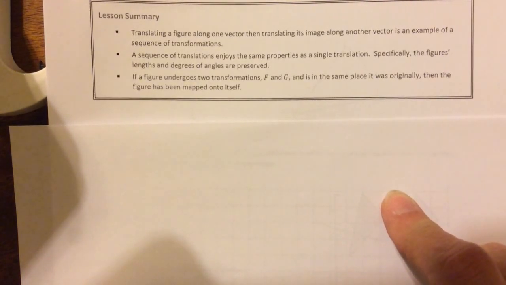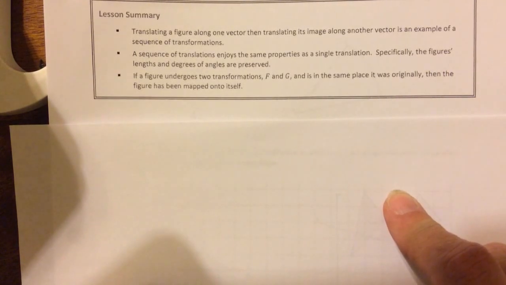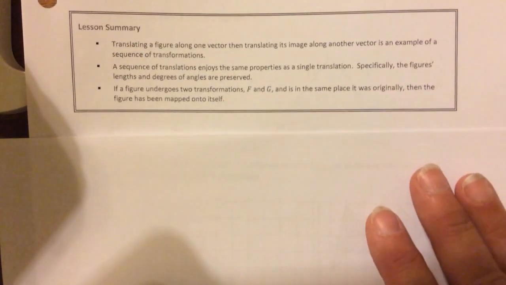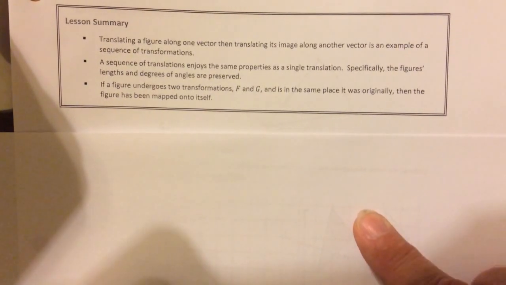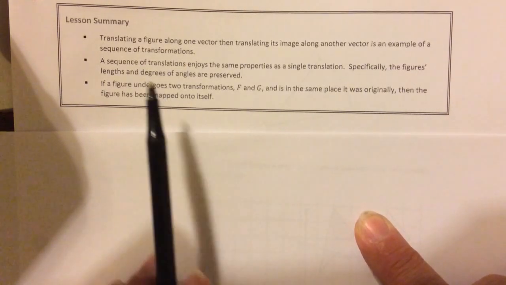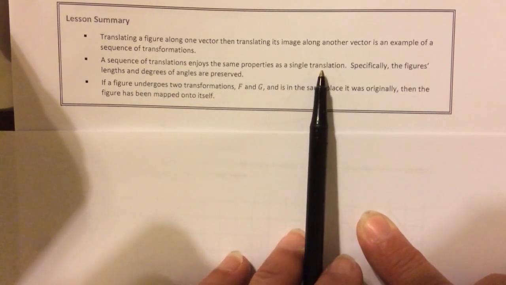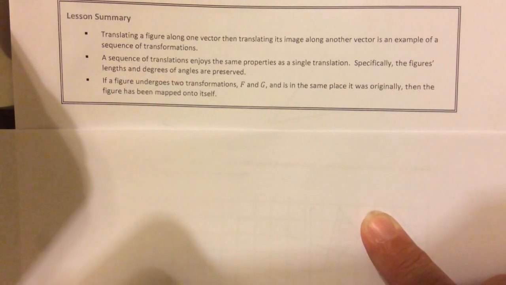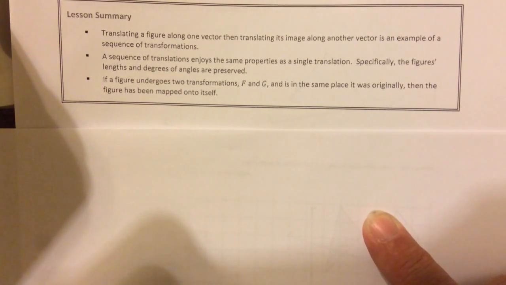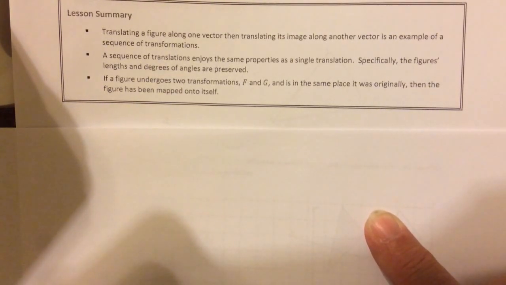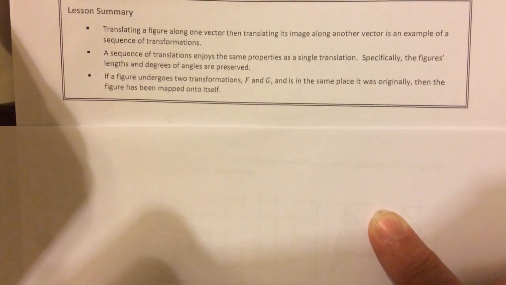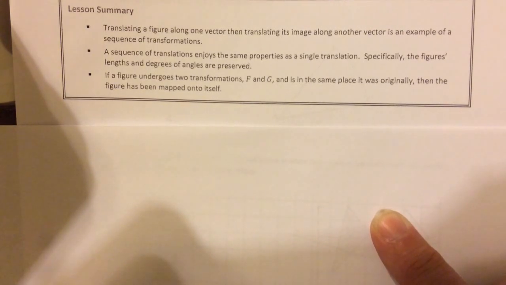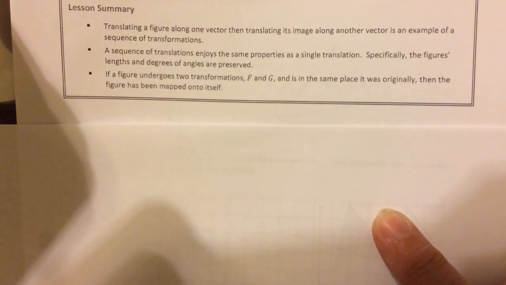So we did two. You could do more. Two is not the limit. So you could even do more than two. All right, so we saw a sequence of translations enjoys the same properties as a single translation. Specifically, the figure's lengths and degrees of angles are preserved because we're just moving around the plane, but we're not shrinking it or enlarging it in any way. We're not moving things around within the figure itself. So all of the lengths and measurements are preserved.